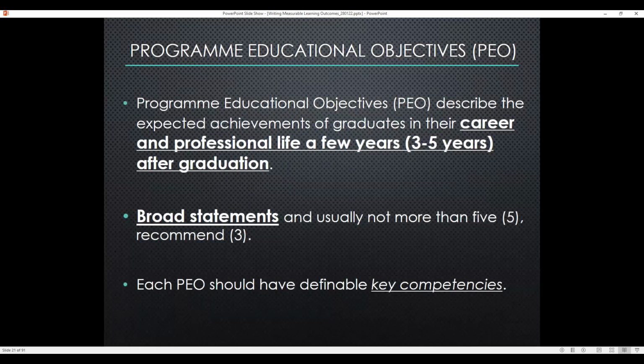So program educational objectives is what you want the graduates to be able to still do in their life 3 to 5 years after their graduation. So these are usually very broad statements, and there are generally 3 to 5 statements, and you should see it in the document. If you look at your COPA and all, you will not see it. You need to get that thick book, that chunk of thing that you probably have to ask from the program leader or the head of department. And each PEO should have definable key competencies. So there must be defined key competencies.